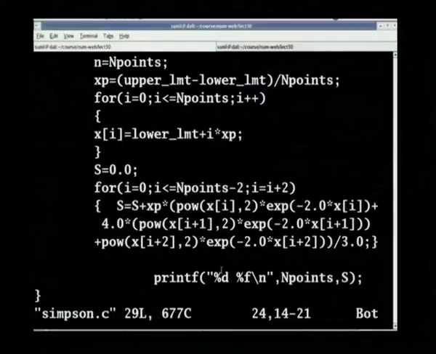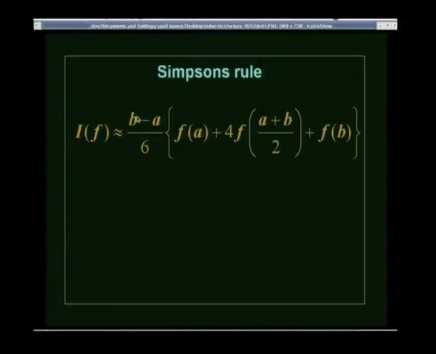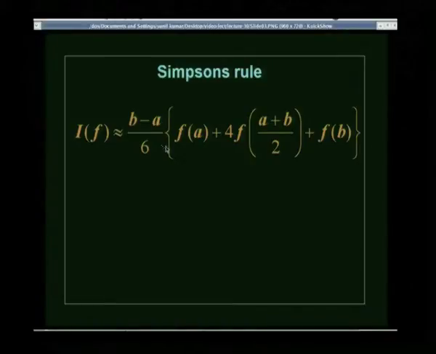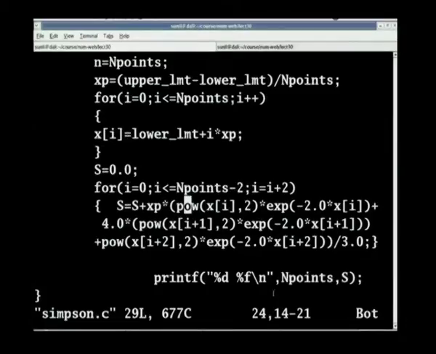So remember the quantity is this: f of a plus 4 f of a plus b by 2 plus f of b, times b minus a by 6. Now my interval has become 2 here. That is why I put in here divided by 3, because my actual interval is x of i plus 2 minus x of i, while xp is x of i plus 1 minus x of i. So I have to multiply that by 2. So that's what it is, it becomes 3.